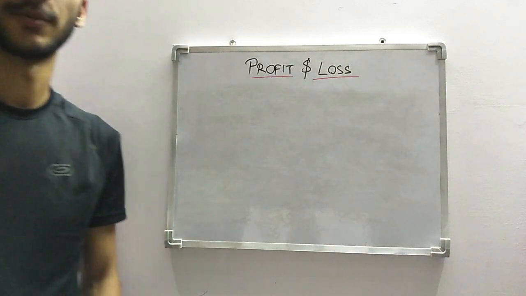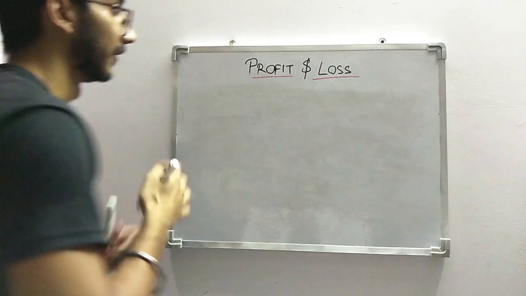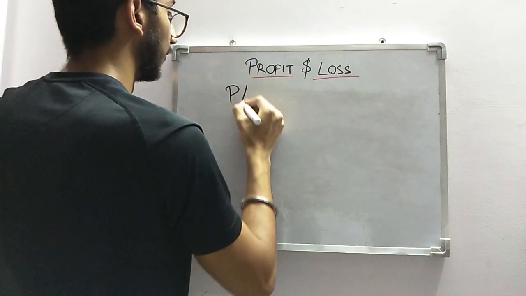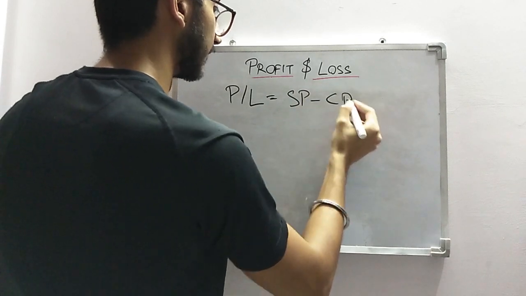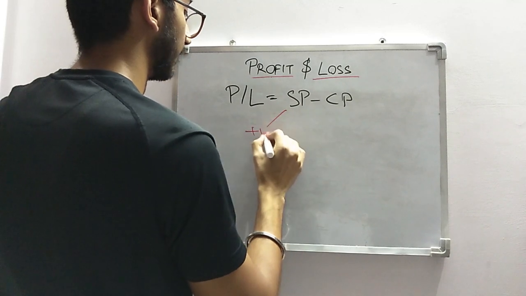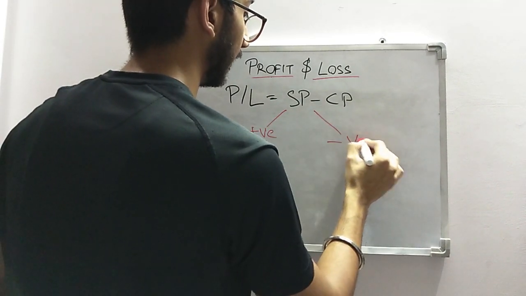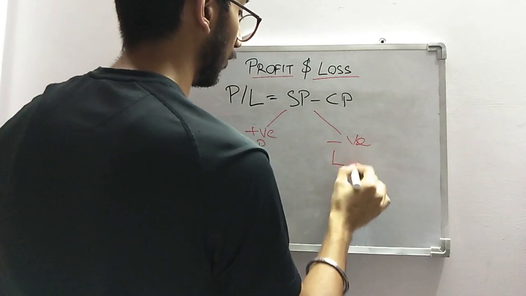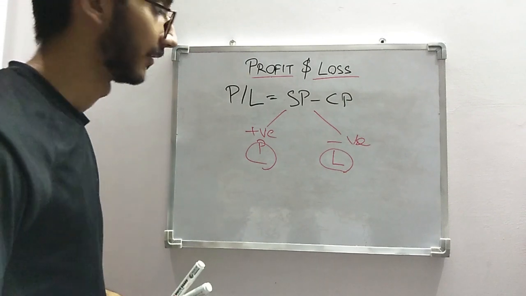Hi guys, welcome to this video on profit and loss, and I am very quickly going to explain the topic. The formula for profit or loss is selling price minus cost price. Whenever this value comes out to be positive, we have made a profit, and whenever this comes out to be negative, we have made a loss.